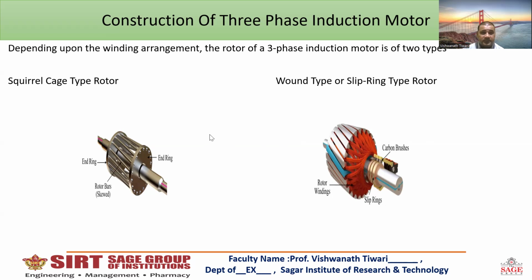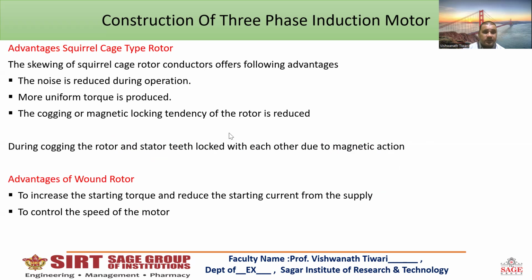Advantage of squirrel cage type of rotors and wound type of rotors. Advantage of squirrel cage type rotors. Number one, the skewing of squirrel cage construction offers the following advantages. The noise is reduced during operation. More uniform torque is produced. The cogging or magnetic locking tendency of the rotor is reduced. During cogging, the rotor and stator teeth lock with each other due to magnetic action.